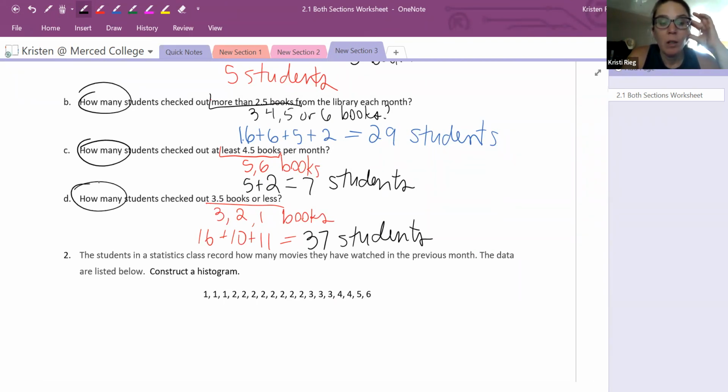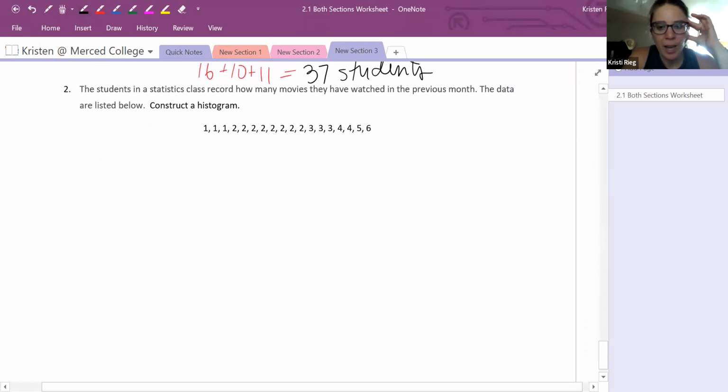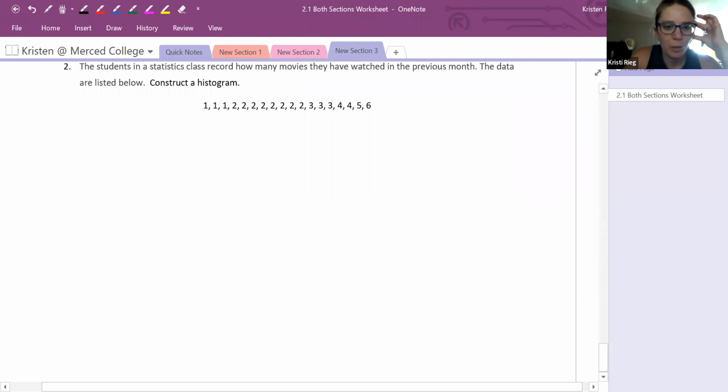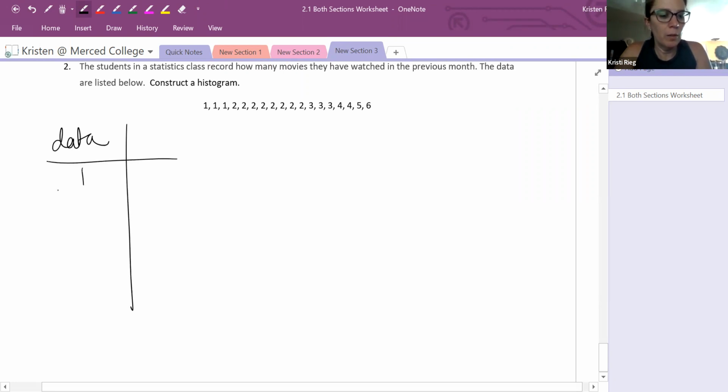Last one, we are going to make our own histogram. So here we have, good, I gave a space for this one because we're going to need to do a frequency table in order to do a histogram. So they're already in number order. I can see I have 1, 2, 3, 4, 5, 6. So for my data, I'm going to have 6 rows.